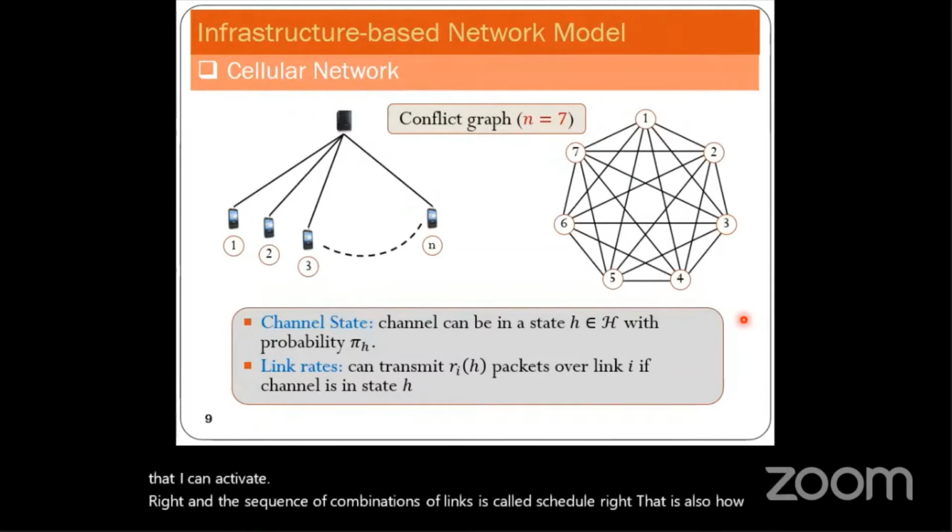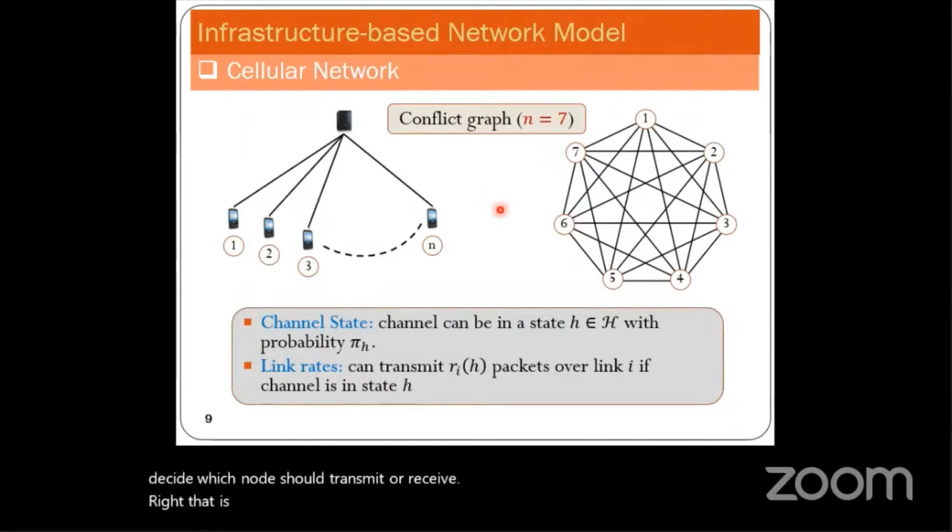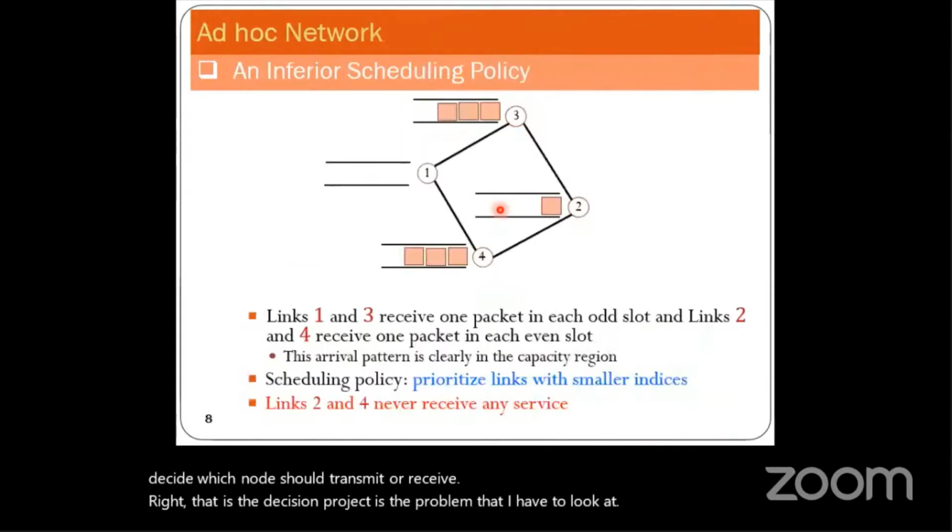For instance, in the case of a cellular network, at each time I have to decide which node should transmit or receive. That is the decision problem, that is the problem that I have to look at. Any other question?